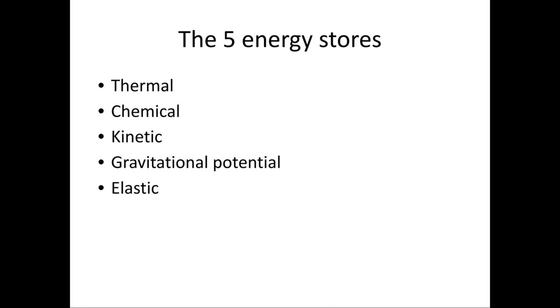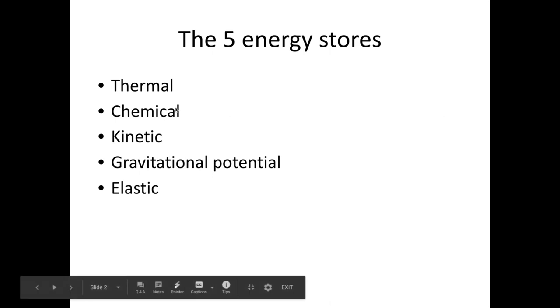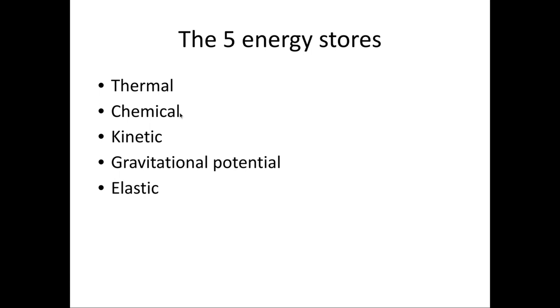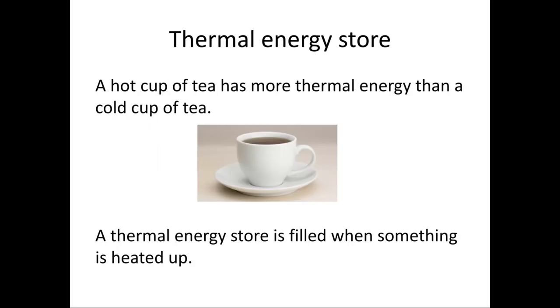Okay, so for example, if I had some chemical energy in a fuel, let's say a piece of coal, and I set it on fire, then what I'm going to do is transfer that chemical energy that was in the coal to thermal energy, okay? And it's going to be released into the environment, and we call that dissipated. Right, so let's have a look at each of these in more detail.